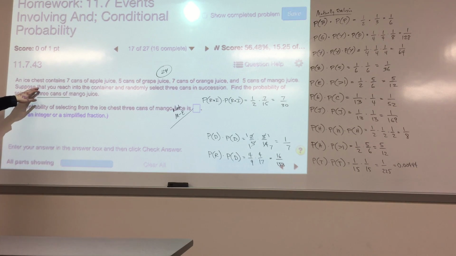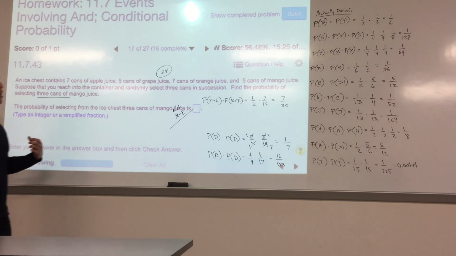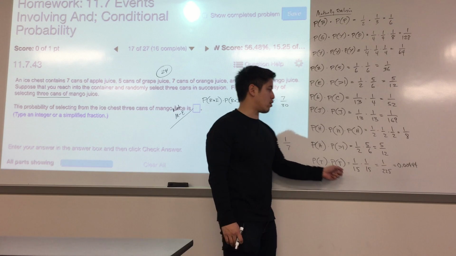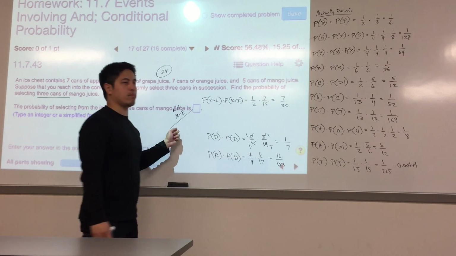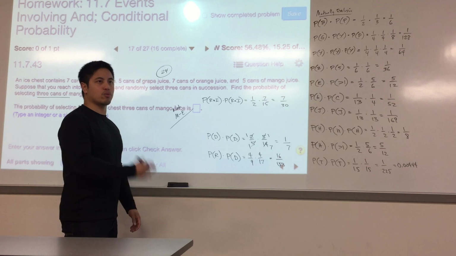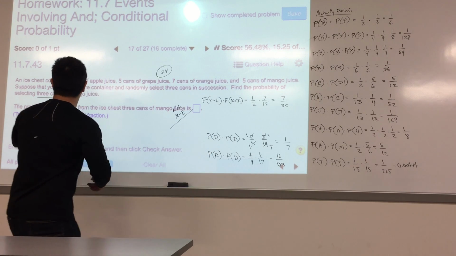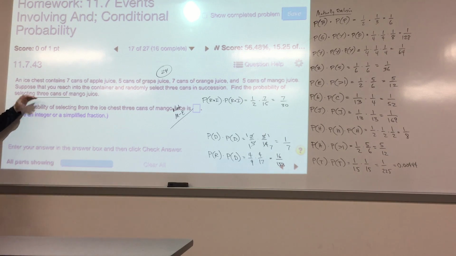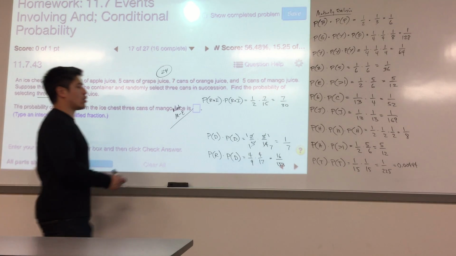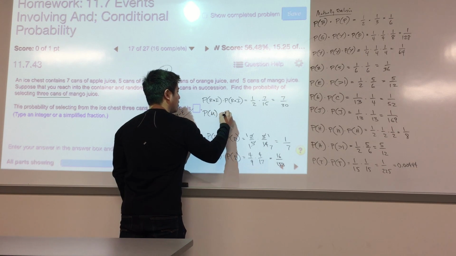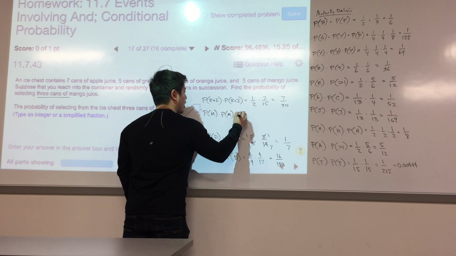All right, you're going to reach into the container and randomly select 3 cans in succession. You aren't putting them back in, which is why it's not a mutually exclusive scenario. We are in a not mutually exclusive, okay? Each pull impacts the success of the pull. So find the probability of selecting 3 cans of mango. So we're looking for 3 mangoes in a row. Mango, mango, and another mango.